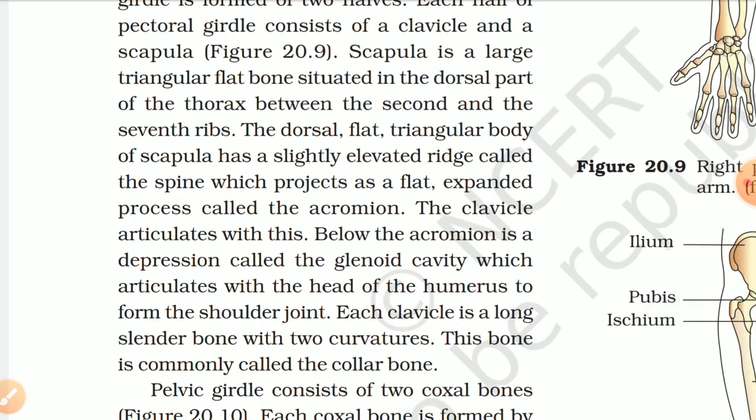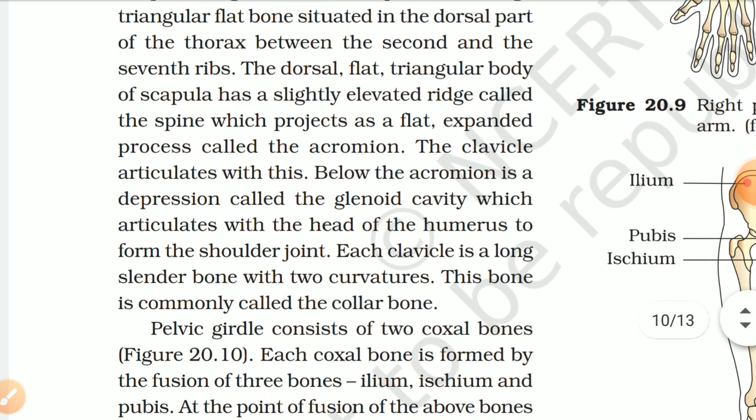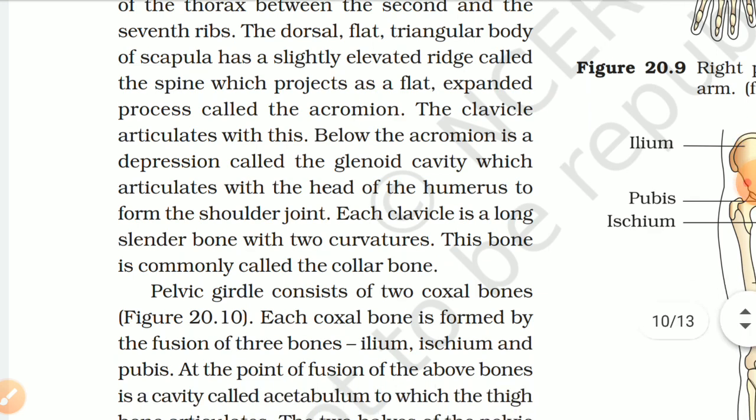Below the acromion is a depression called the glenoid cavity, which articulates with the head of the humerus to form the shoulder joint. Each clavicle is a long cylindrical bone with two curvatures. This bone is commonly called the collarbone.